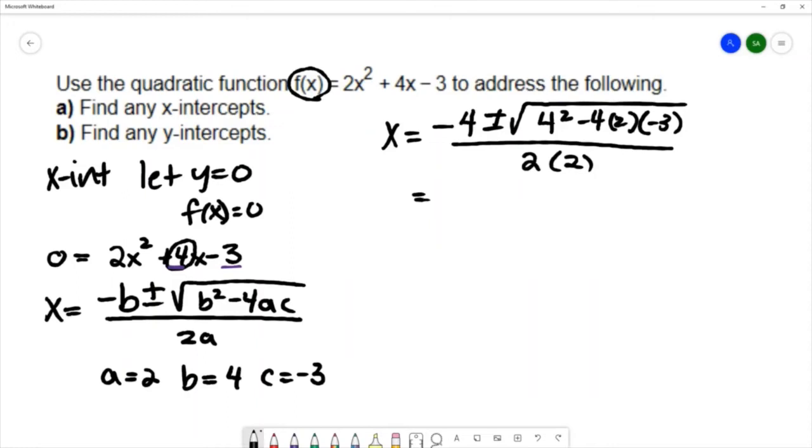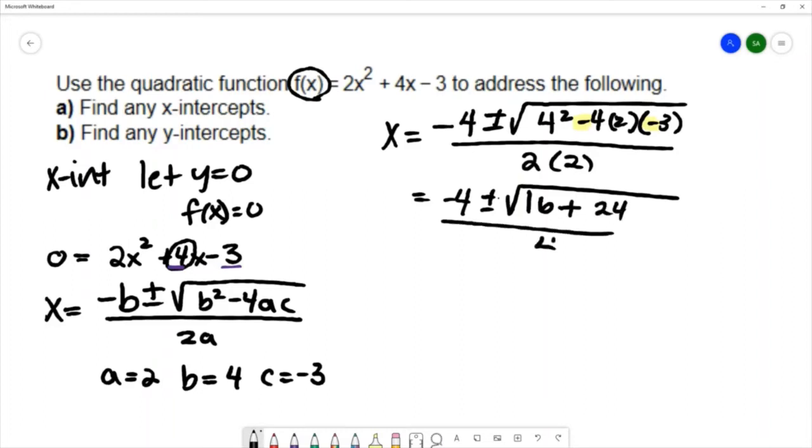Now I'll follow order of operations to simplify. This is negative 4 plus or minus the square root of 16. 4 squared is 16. I've got a negative and a negative, which I'll change to positive. And 4 times 2 is 8. 8 times 3 is 24. And 2 times 2 is 4. Underneath the radical, 16 plus 24 would be 40. And I'll simplify underneath the radical.